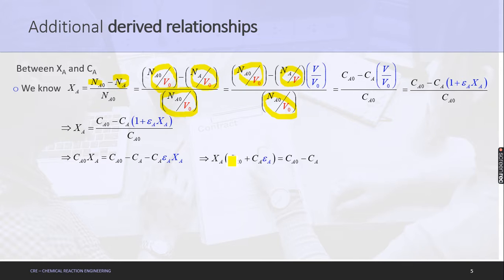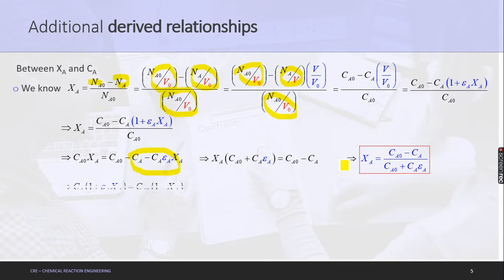Now this equation we can rewrite in both ways. First one, for example, in this case we keep the CA0 part, and we put the CA eta A XA term on the right side, bringing the whole block to the left side. Rearranging, we can say XA equals CA0 minus CA divided by CA0 plus CA eta A. This is the expression of XA in terms of CA.